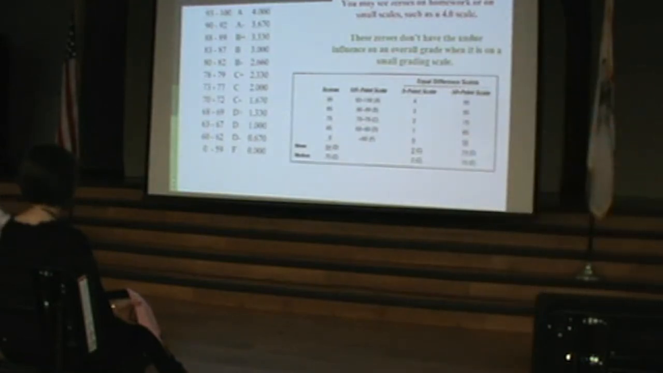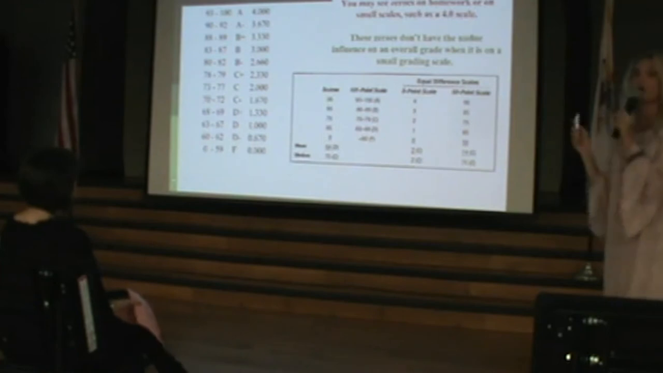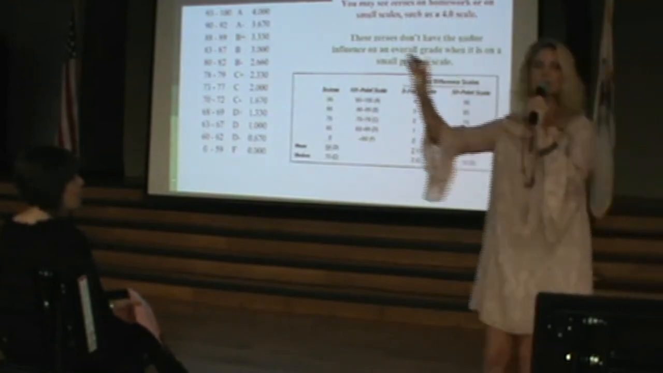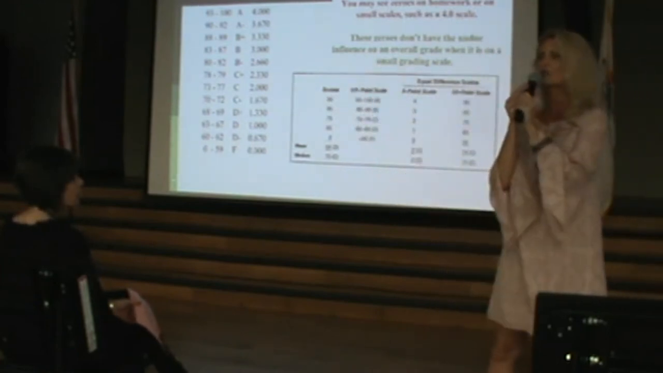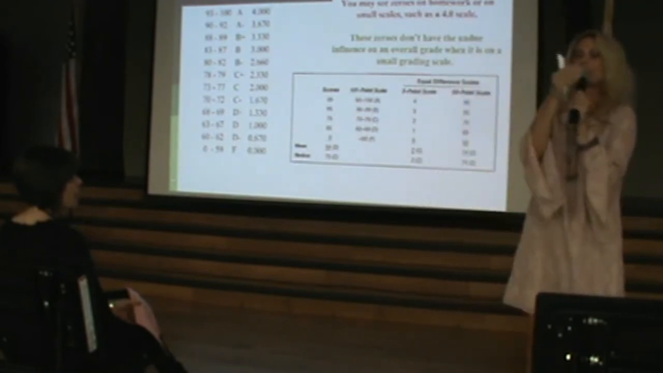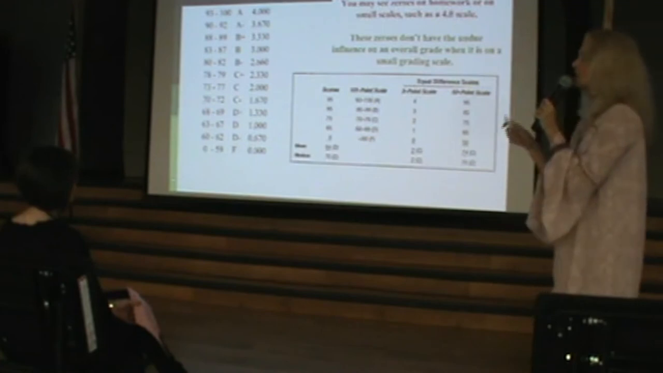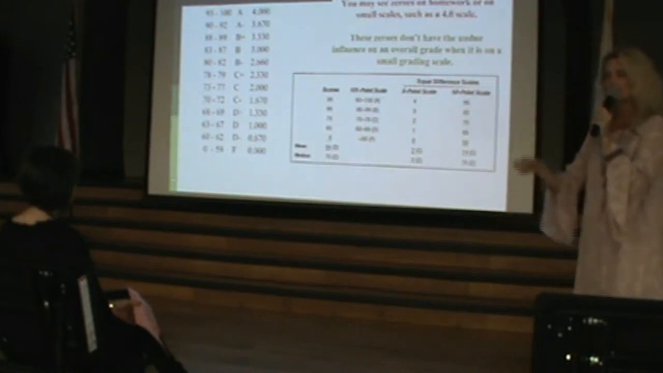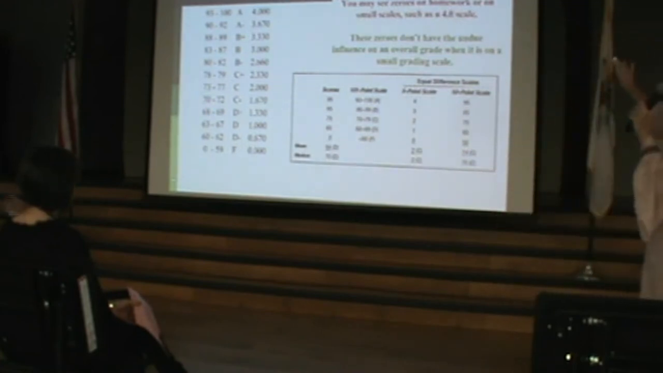When we're talking about converting zeros to 50s, we're referring to zeros earned on major projects and assessments, not homework. So don't think you'll never ever see a zero. Because remember, in the system that we use, our software, we put zeros in to indicate something. So it's not that you will never see a zero, but you will not see a zero on a major assessment that is on a 100-point scale.